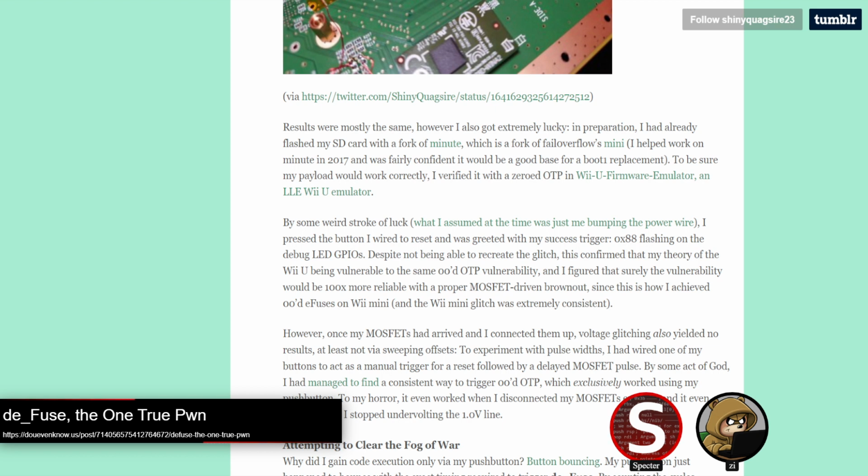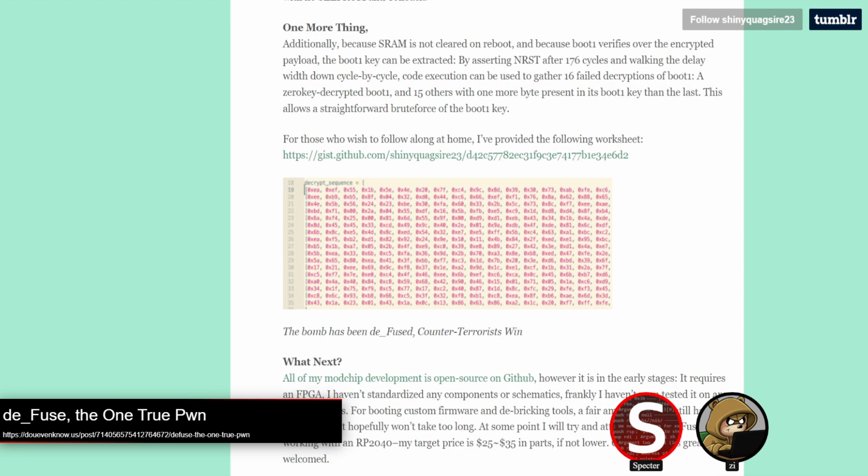And with enough messing around, they were able to cause a brownout when the one-time programmable fuses were being read into registers and got them to read as zeros instead of their intended values. So using that, you could boot into custom firmware. On top of that, there was also this funny bonus where the static RAM or SRAM on the chip wasn't being cleared on reboot. And because of that, they were able to kind of brute force the boot one key when it was being used to decrypt the firmware off the multimedia card. So yeah, some very cool research here.